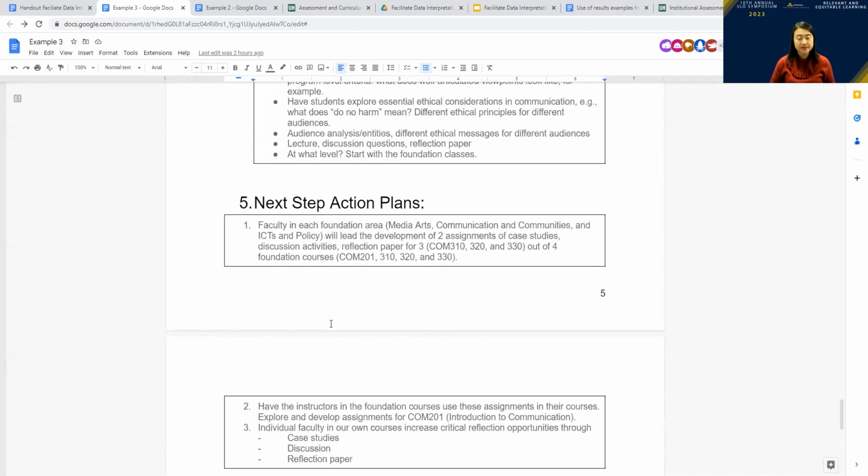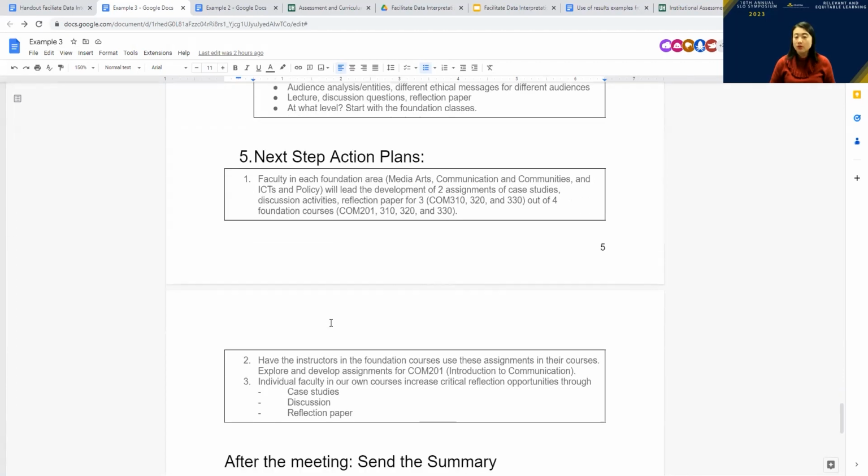In the end, what is amazing is that some faculty members took the leadership. They said, we want to develop signature assignments in those 4 foundation courses that are taught by graduate students and teach graduate students how to teach them, how to assign them. Excellent. Then individual faculty members decided to utilize particular assignments in their own courses.